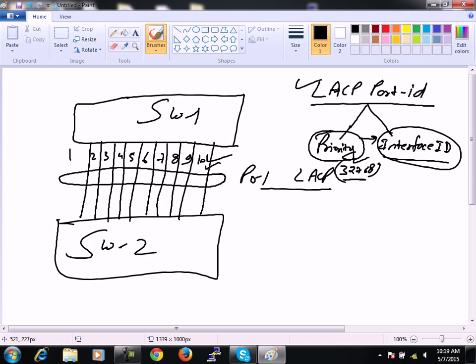Then I'm also having another problem here. Let's say it is not always mandatory to use the same interfaces on both ends. Let's say on switch 2 you are using them in this way: 10, 9, 8, 7, 6, 5, 4, 3, 2, 1. Now switch 1 will conflict with switch 2, because according to switch 1, the first port must participate in your EtherChannel actively, while according to switch 2, the last port, 8, must participate in your EtherChannel actively. How will it be possible actually?